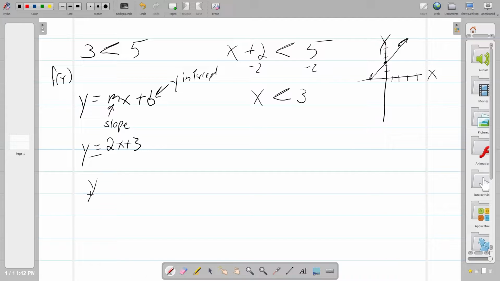What does it mean if y is less than 2x plus 3? Well, that means that everything below that line, all of that shading, is part of the answer. Does that make sense? So this line is y equals 2x plus 3. If we want y is less than 2x plus 3, then the answer is anything below that line. So that's an inequality. That's how we're going to solve.